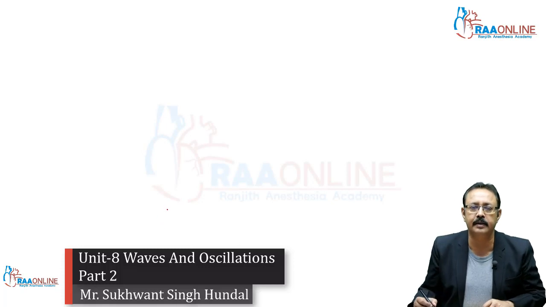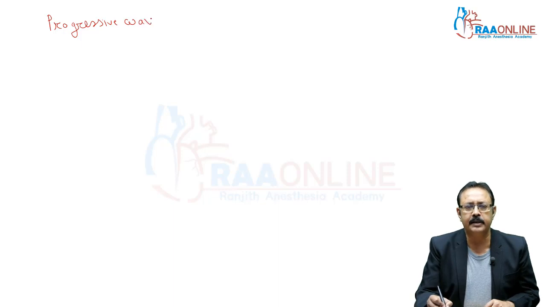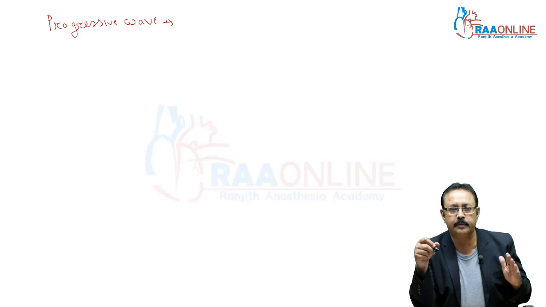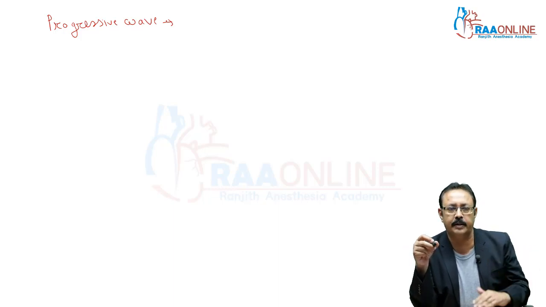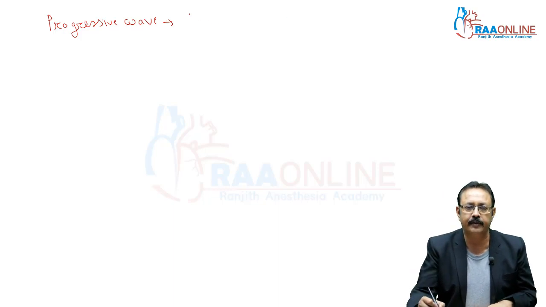Now we are discussing progressive waves. What is a progressive wave? The wave which is moving with energy, transmitting energy from one place to another place, is known as a progressive wave, and its equation is given by y = a sin(ωt − kx). For completeness, you can write φ for phase difference.